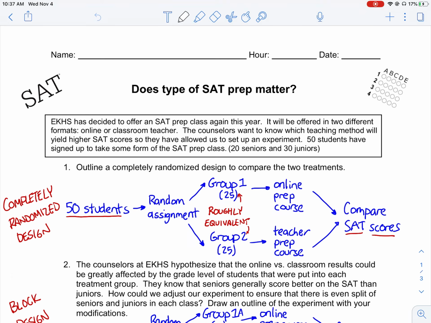So for number one, we have 50 students, regardless of if they're a junior and a senior, and then we split them into two groups, right? But we are going to modify our experiment into making sure that we are comparing the result of juniors and seniors. So you know how in an observational world we have something called stratified random sampling. In experimental world we have something called the block design.